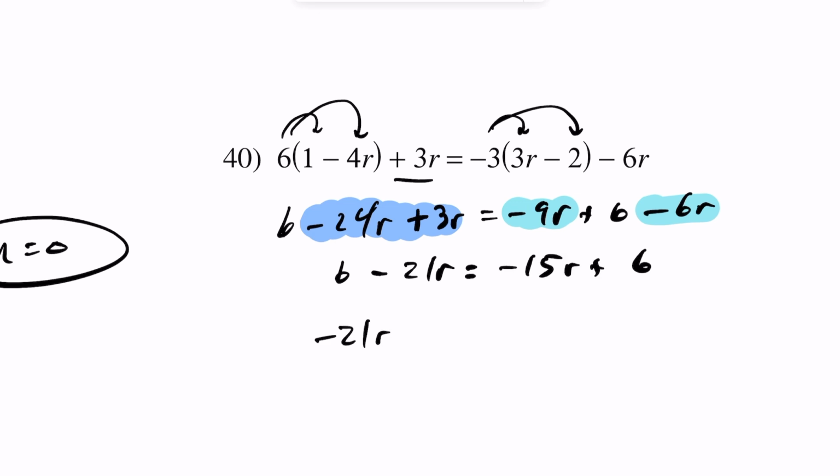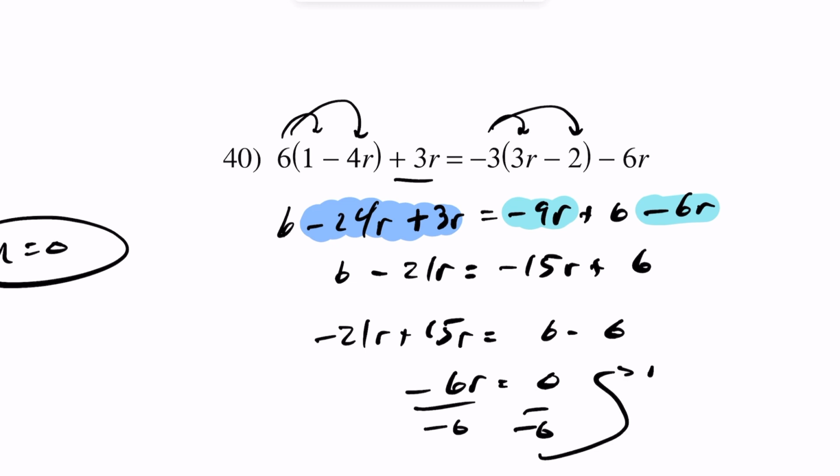Bringing things to one side, I get negative 21r plus 15r is again 6 minus 6. And here I'm getting minus 6r is 0. And once again, divide across by negative 6. And we're getting r is 0 for this question.